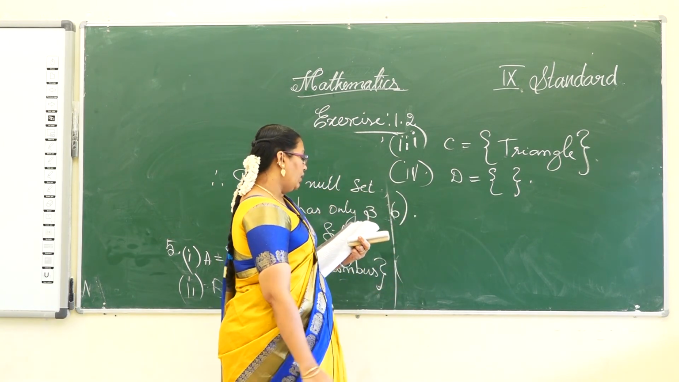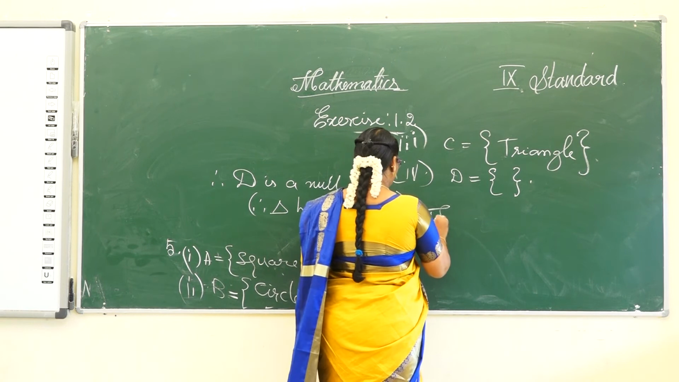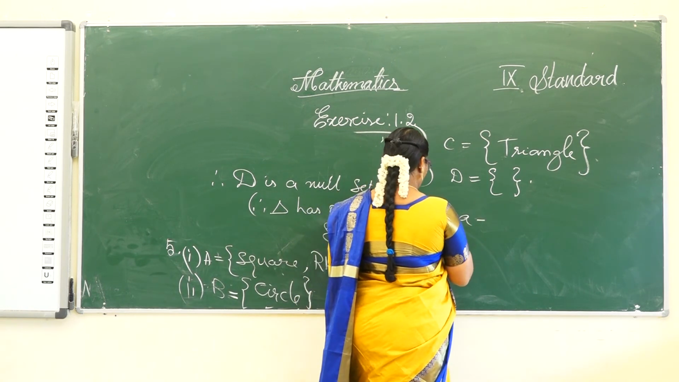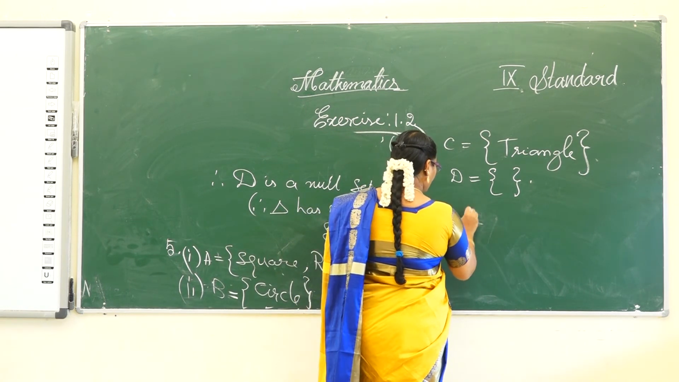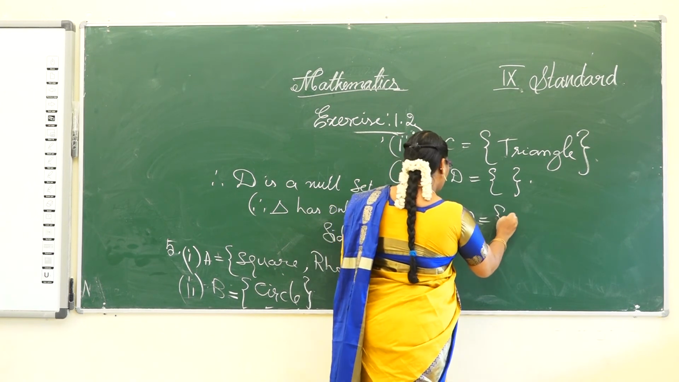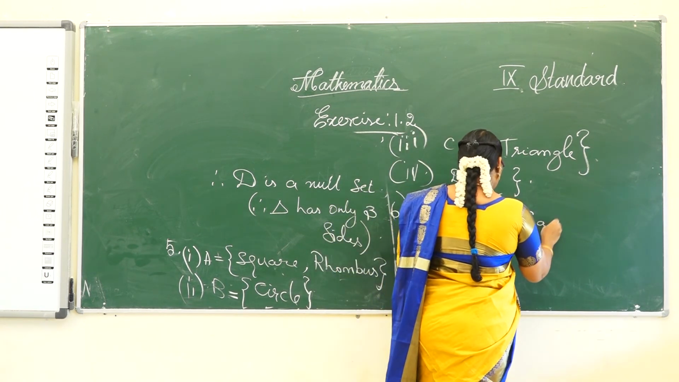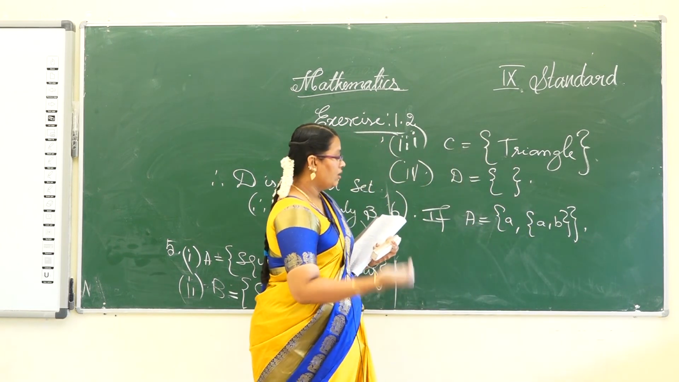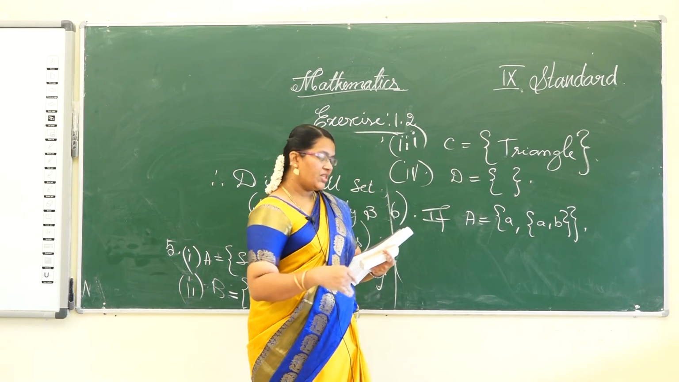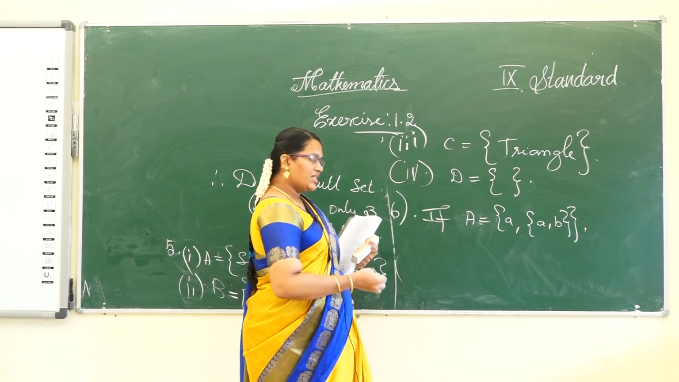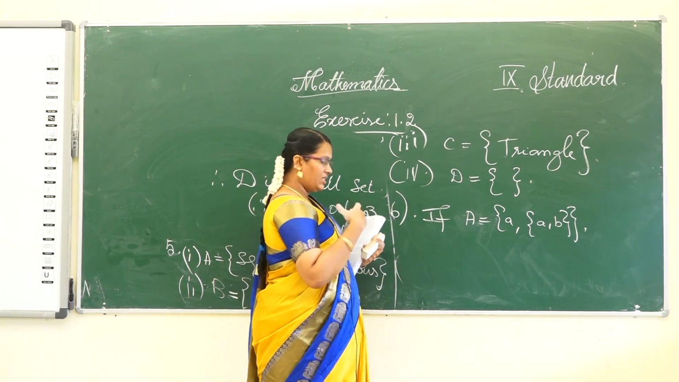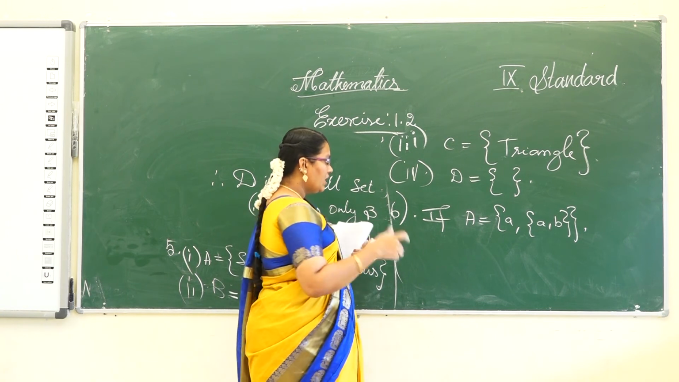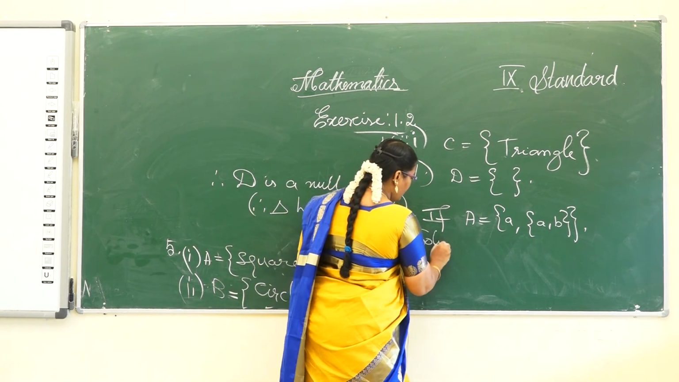And the next one, 6th problem. If A is equal to {a, b}, write all the subsets of A. Last class we learned an example about subsets. How do you write it? So we will write the solution now.